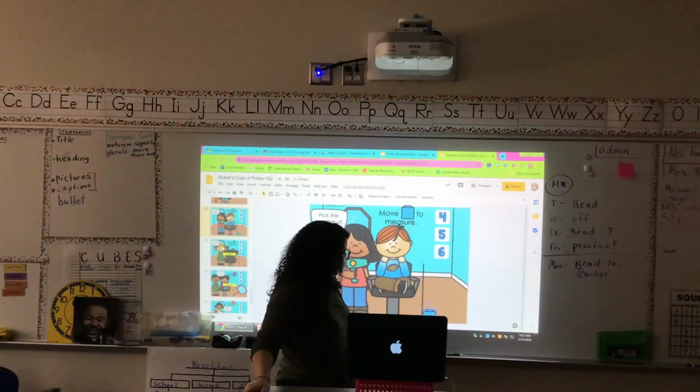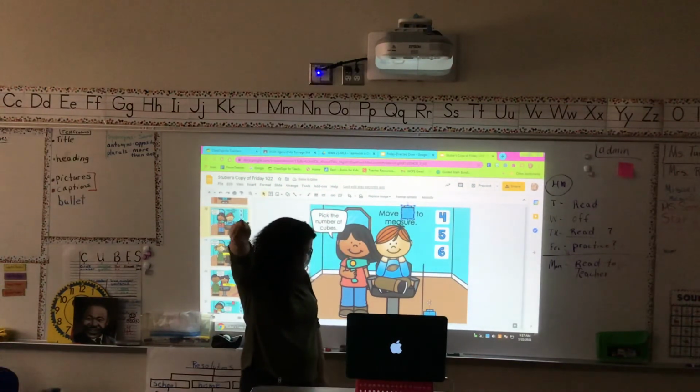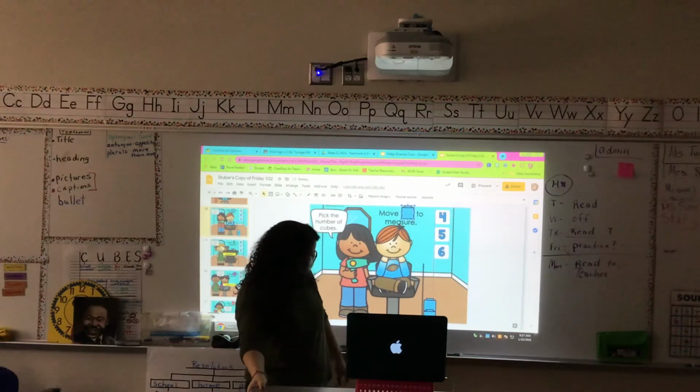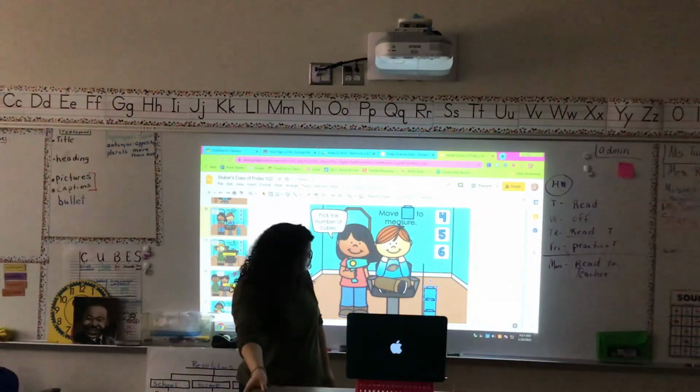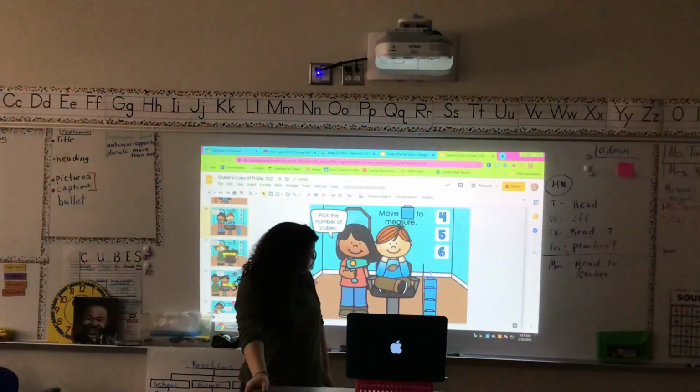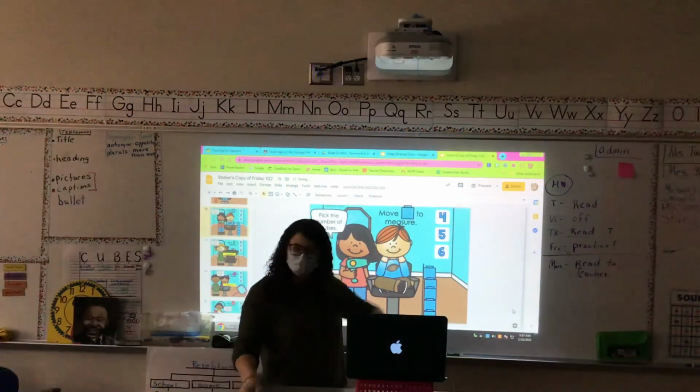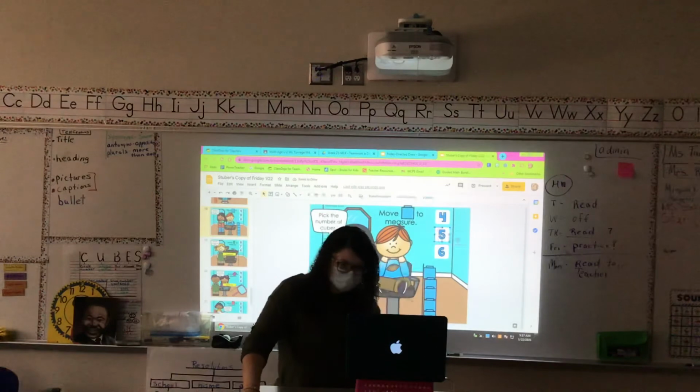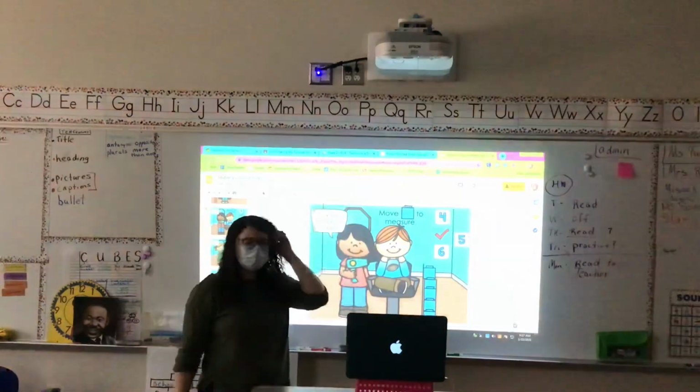Alright, let's try it. Let's see how many cubes we're going to take. Got 1 cube. 2 cubes, 3 cubes, 4 cubes. How many cubes do we have? 5 whole cubes. Good job. I saw some good answers.